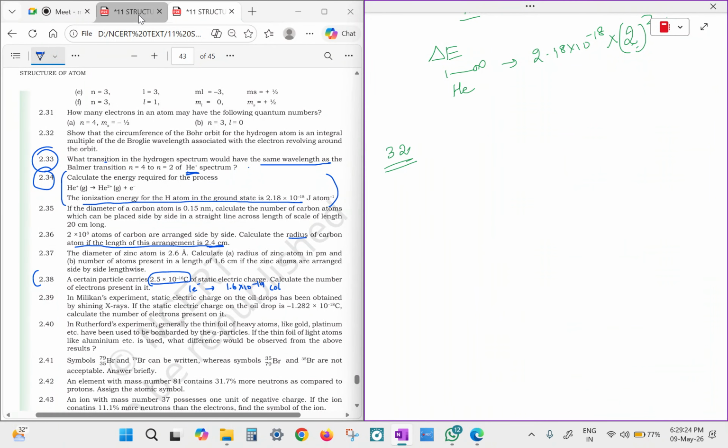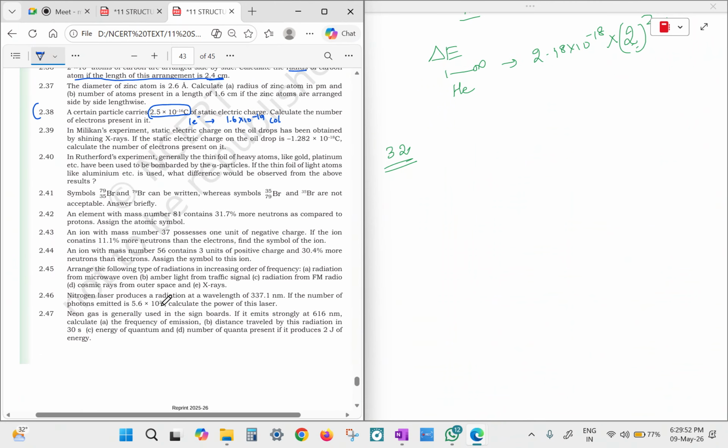Look at question number 32, and I'll tell you what it is connected with also. Read the question. Question number 32. Show that the circumference of Bohr orbit for hydrogen atom is an integral multiple of the de Broglie wavelength. Oh, we didn't do de Broglie wavelength, so we'll stop. Okay, I think the rest of all these are like your maths now. I am not going to do these. We'll call them miscellaneous.